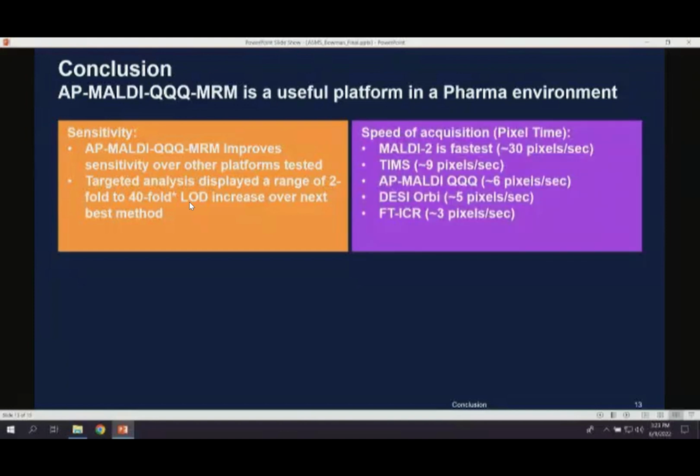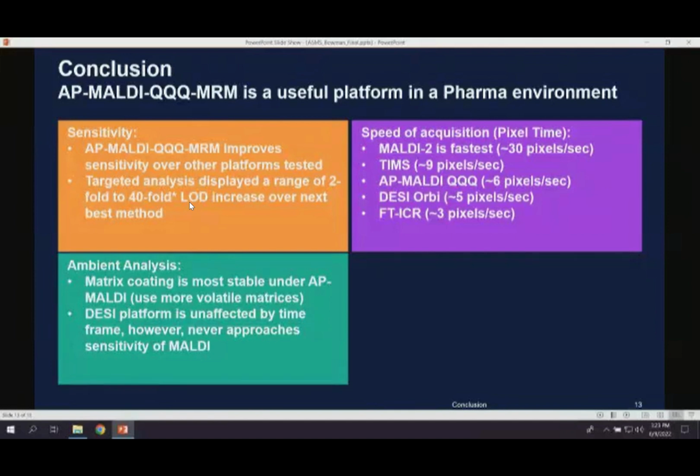In terms of the speed of acquisition, the MALDI-2 was definitely the fastest system we were running at 30 pixels per second. TIMS was slower at 9, and then our AP-MALDI source is sort of right in the middle at 6 pixels per second, which can be adjusted depending on how long you let your MRM reactions go and how many MRM reactions you do. The DESI system on an Orbitrap was about 5 pixels per second, and then the FTICR was our slowest at 3.